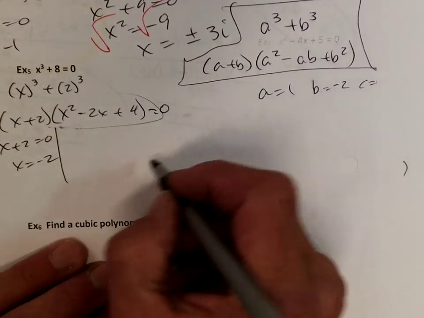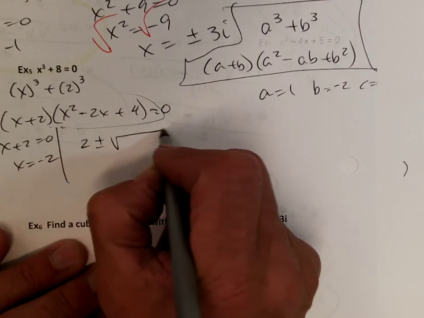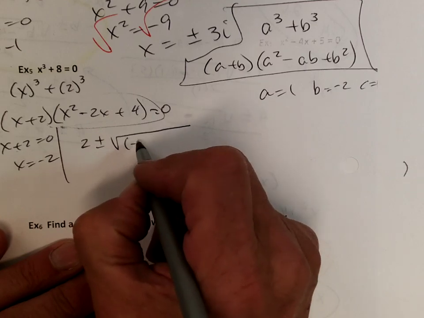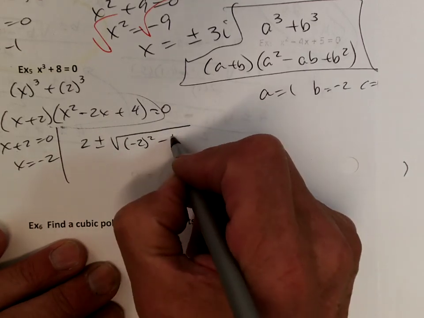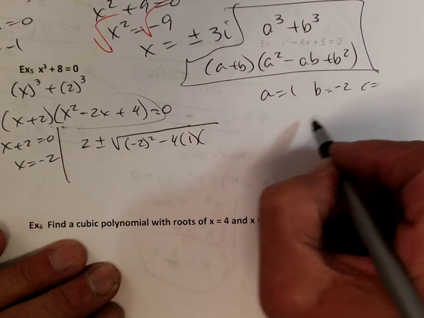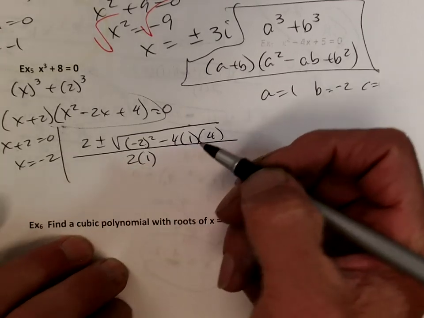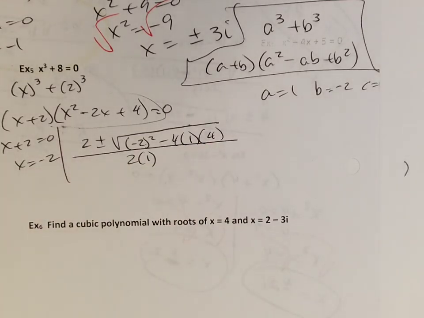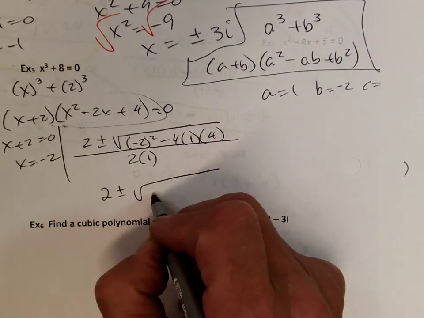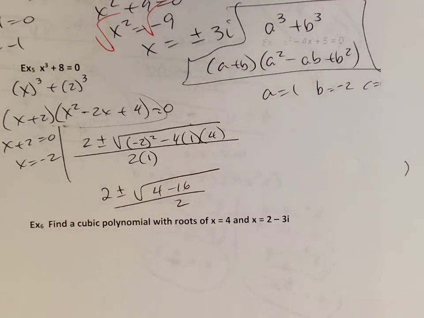So you ready? Negative b. So I'm doing it right here. Negative b is a positive 2 plus or minus the square root of b squared, or negative 2 squared, minus 4 times a, which is 1, times c, which is 4, all over 2 times 1, because that's 8. How am I doing? Good. Yeah. So then I've got a 2 plus or minus the square root of 4 minus 16, all over 2, right?